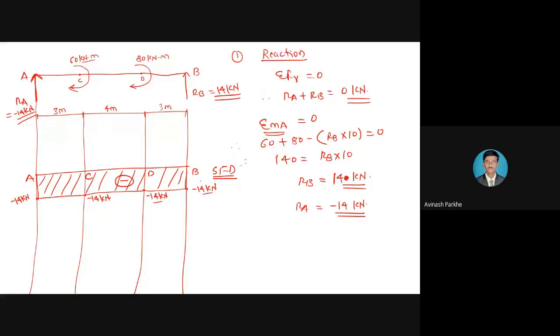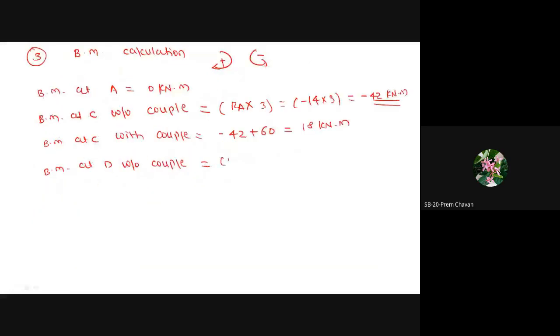Similarly, RA into distance. RA into distance 7 is positive. Yes, RA into distance, it is positive. Plus 60. RA is equal to minus 40 into 7 plus 60. What is the value? 38. Minus 38 kilonewton. This is without couple.